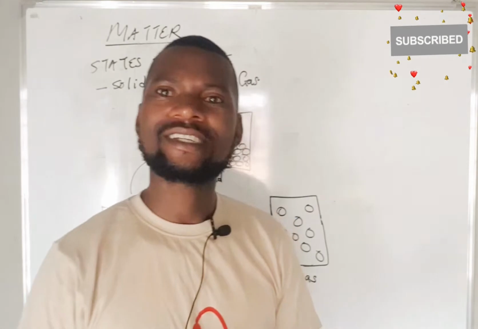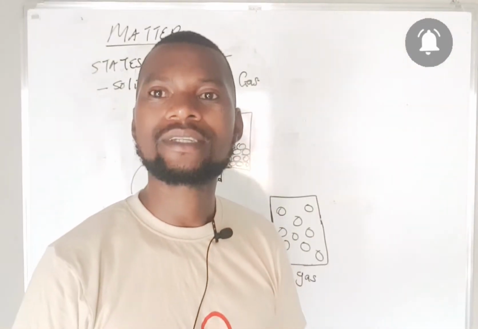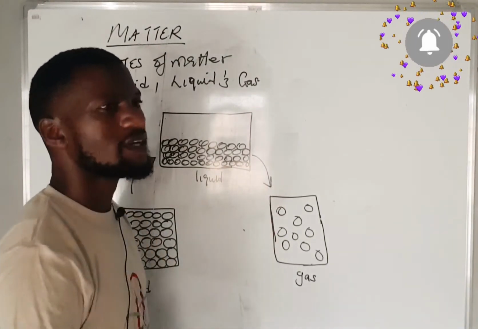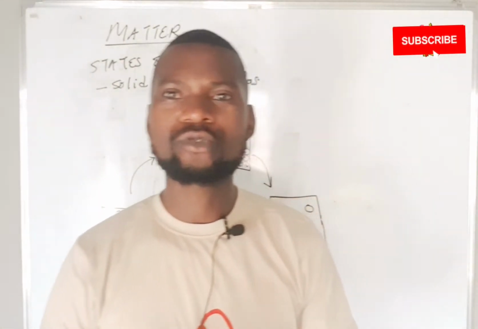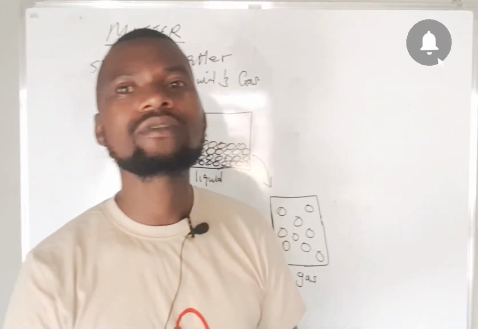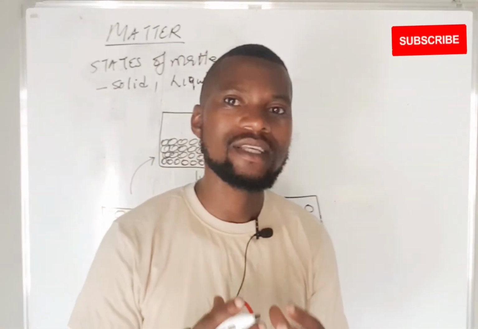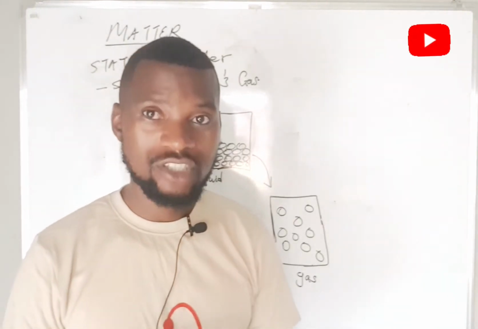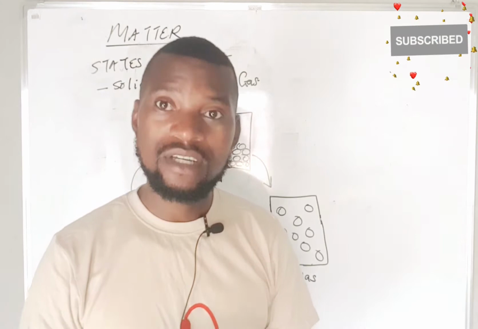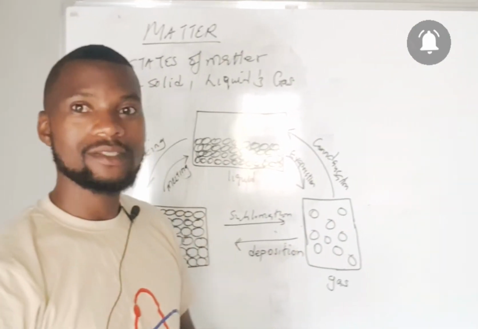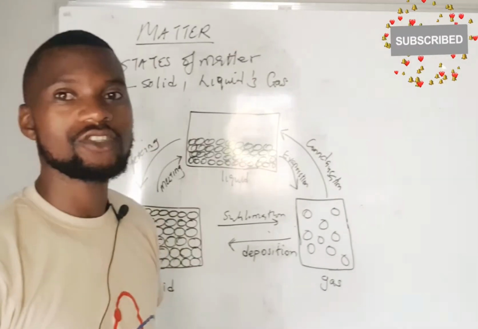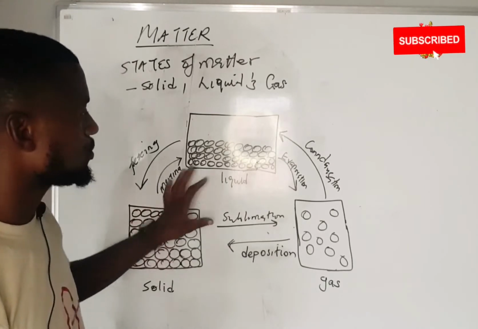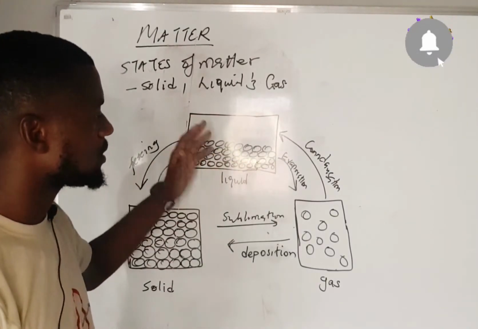And when it melts, it changes state from solid to liquid. As well as when you continue heating a liquid further, it is going to evaporate, meaning it is going to change state from liquid to gas. So these states of matter are subjected to physical change when they are exposed to different forms of temperature. When a solid is heated, it changes into a liquid.